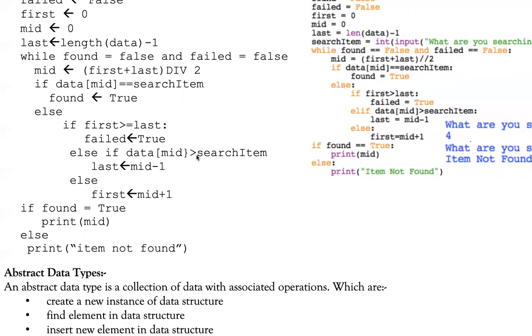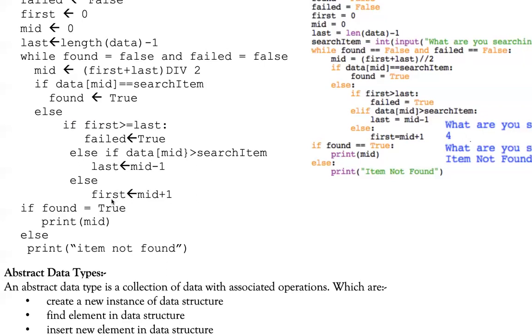And if this is not the case, that means my desired element lies on the right side of the array, in which my first will become mid plus 1 and my last stays the same. As you can see here, if this condition is true, my last changes, but my first remains the same. In this condition, my first is changing, but my last does not change.